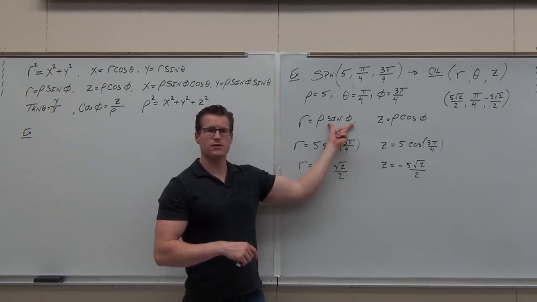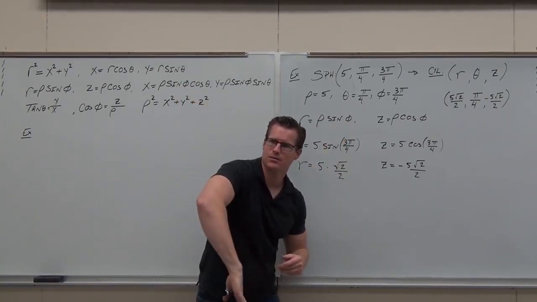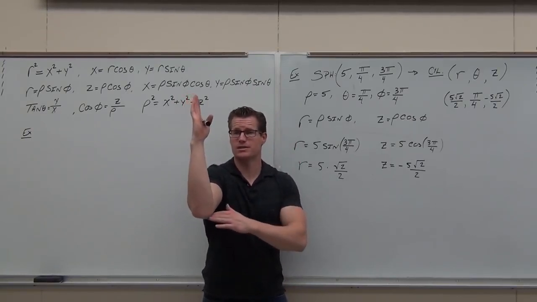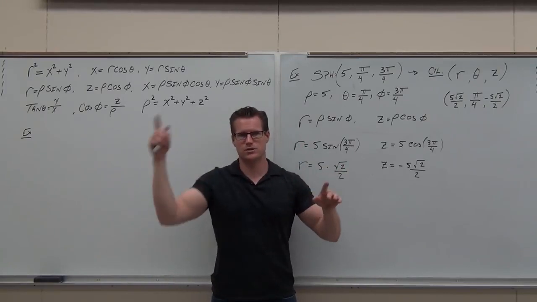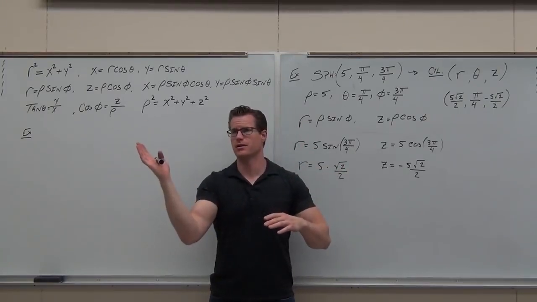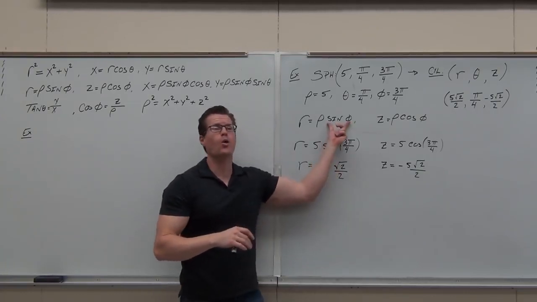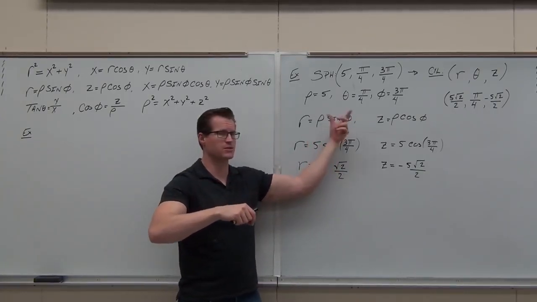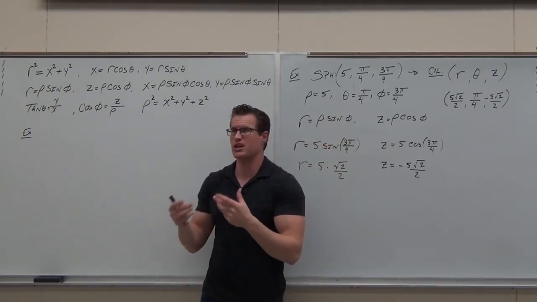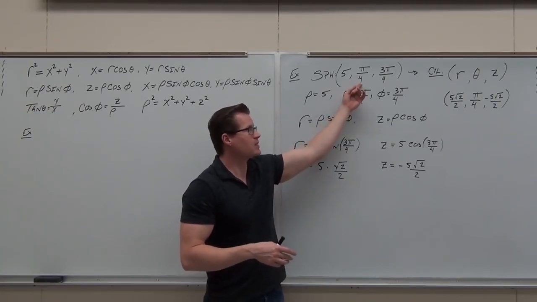Always. Sine phi, well, phi can't go past pi. Sine is always positive from 0 to pi. All students, remember 0 to pi, sine is always positive there. So positive times positive is going to give you positive. You don't have to worry about getting negative r's. It won't happen. So you always get positive r. This one, you don't have to worry about it at all.